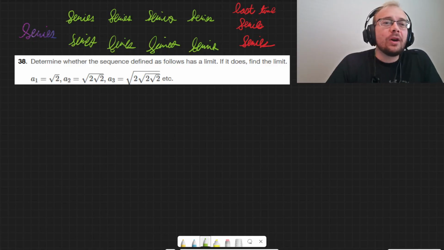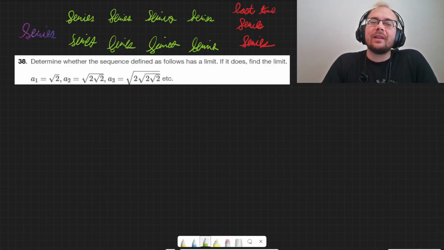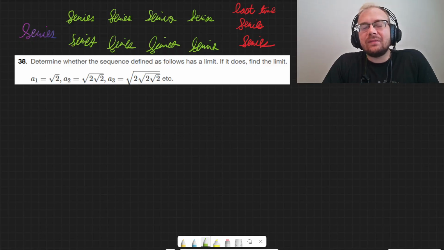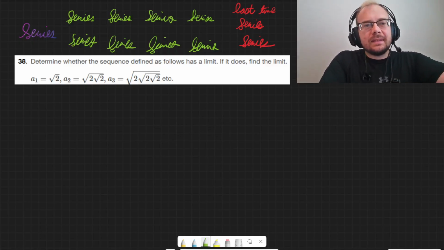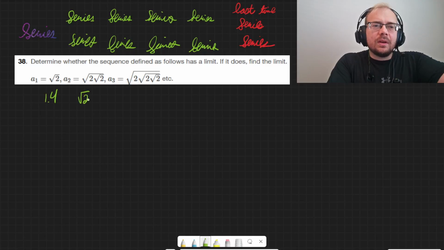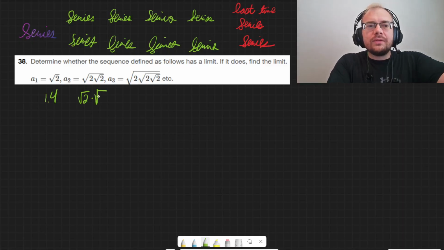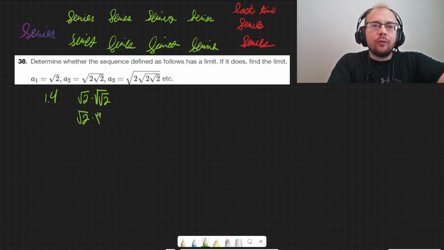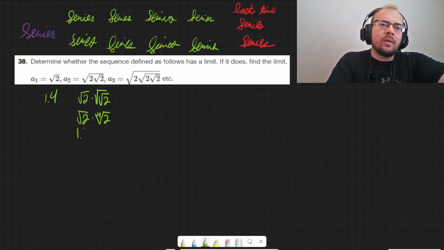Anyways, so determine whether the sequence defined as follows has a limit. If it does, find the limit. Looking at the first one, this would be about 1.4. This is the same thing as the square root of 2 times the square root of the square root of 2, which is the same thing as the fourth root of 2. Now, I don't know what the fourth root of 2 is, but the square root of 2 is about 1.4. I do have that one memorized.